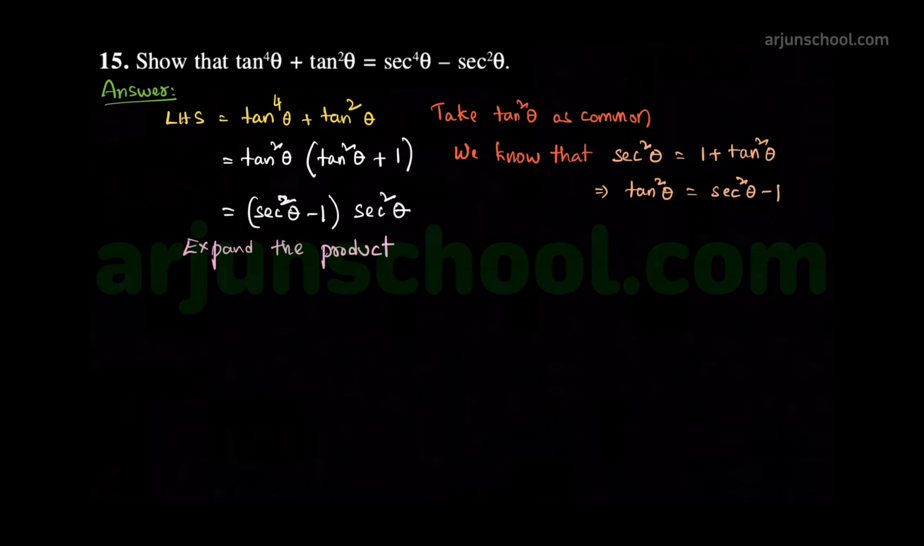Now let us expand this product. Sec² theta times sec² theta is sec⁴ theta, minus 1 times sec² theta is sec² theta, which is equal to the RHS. LHS is equal to RHS.